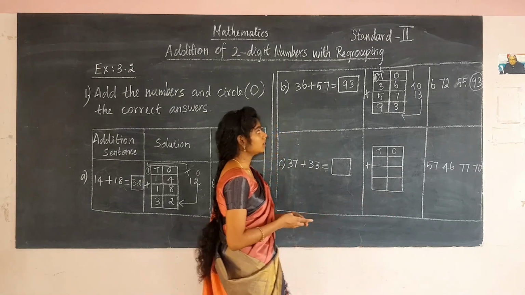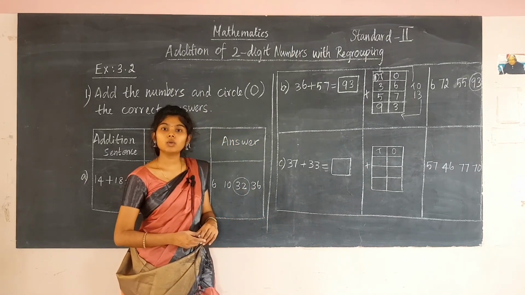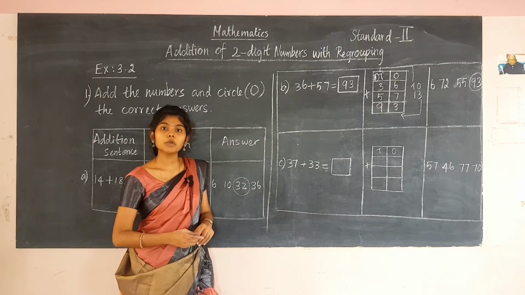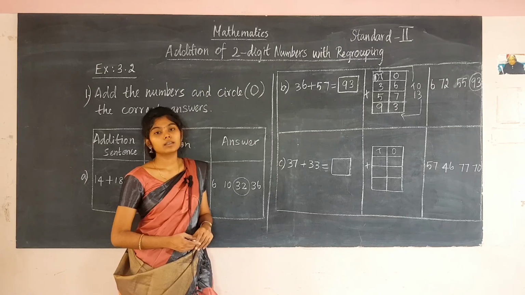That's all we have seen here: how to add 2-digit numbers with regrouping. Regrouping here means carrying over the number. We shall see the remaining problems in the next class. Thank you students.